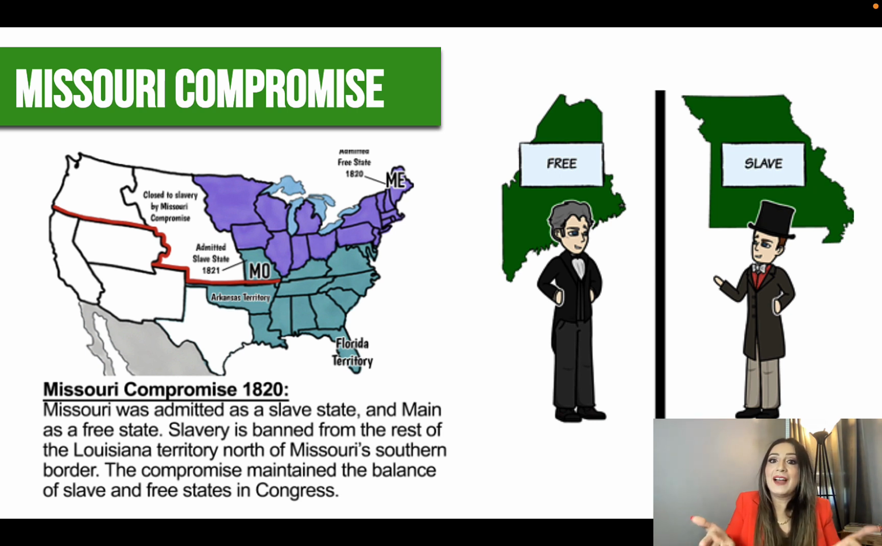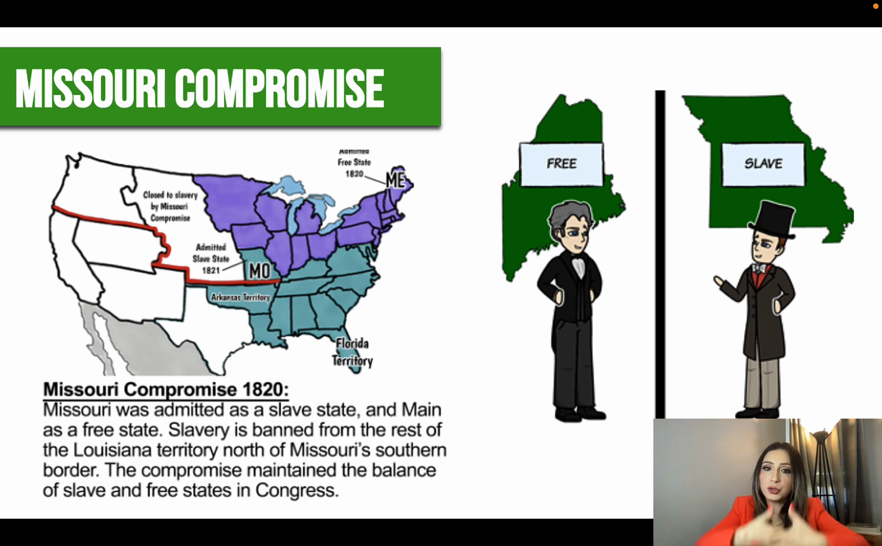So who's going to have more power in Congress? The slave states. What do I mean by power? Well, the more representatives you send to Congress, the more votes you have, the more power you have to make decisions that favor you. So this became an issue. What do we do? And so they had to compromise.